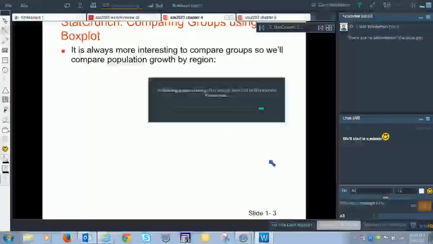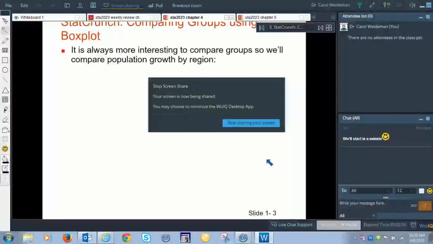I'm going to share the screen. It'll take a minute for it to come up. Show you the steps for creating the box plots to compare groups.